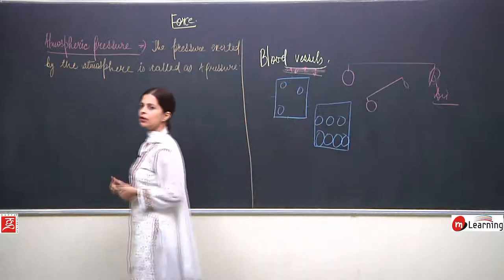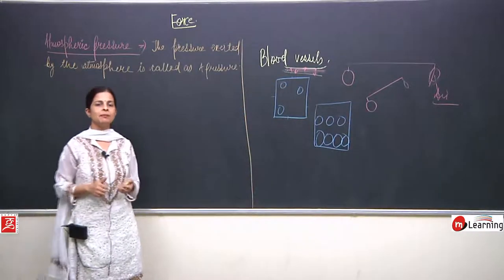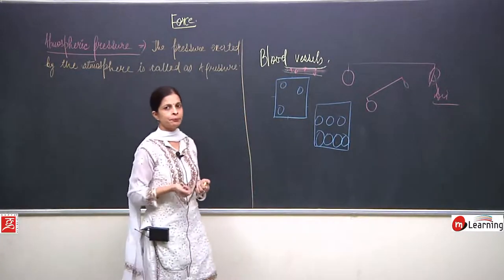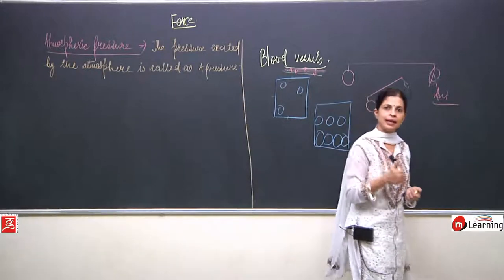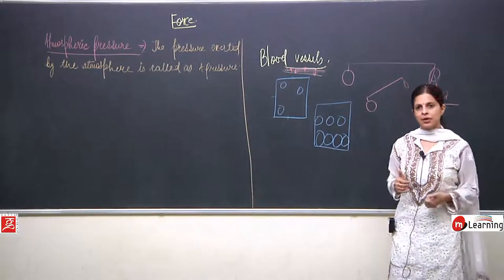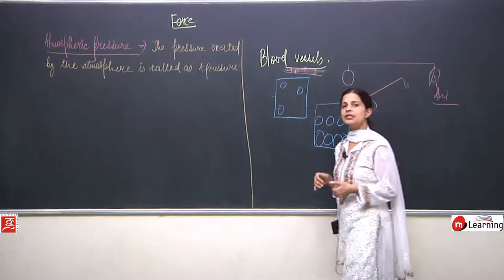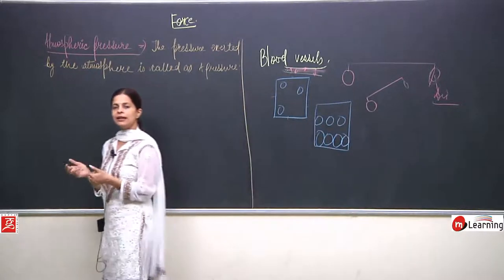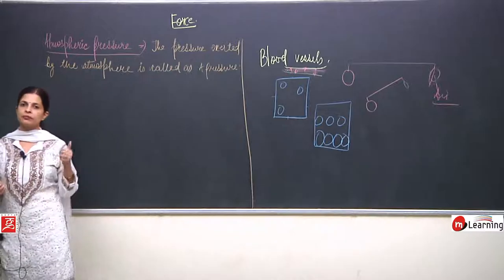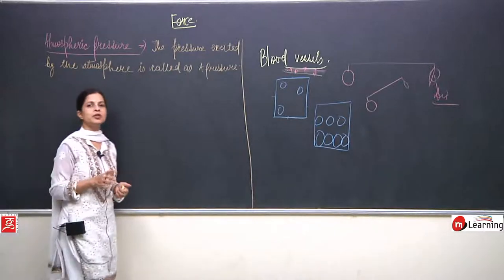Okay, now children, what is the connection between the blood pressure and the atmospheric pressure? Atmospheric pressure is the pressure which is exerted by the air, and blood pressure is the pressure which is exerted by the blood on the blood vessels. Now, what is the connection between the two? So now let me clear it up, children.